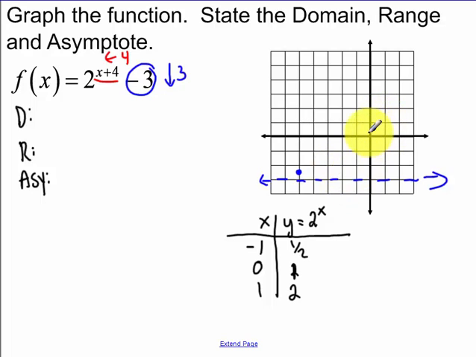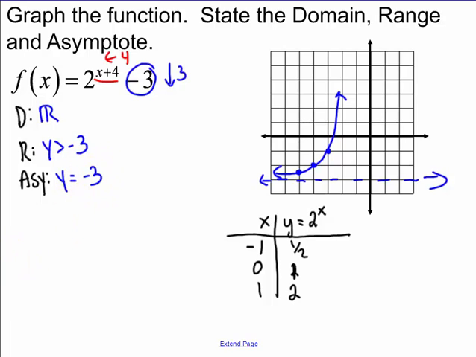And I do the same thing. I have 1, 0, down 3, over 4. And then we have 1, 2, so, 1, 2, down 3, over 4. Remember, it's not a line, it has some curve to it. So our domain is all real numbers. The range, y is greater than whatever your asymptote was, which was -3, and your asymptote is -3.